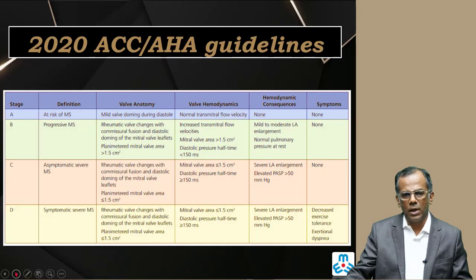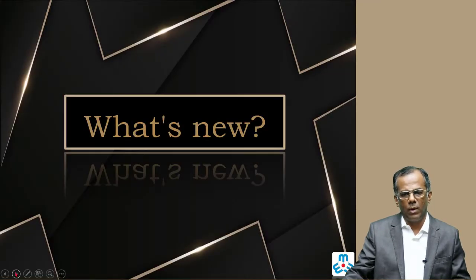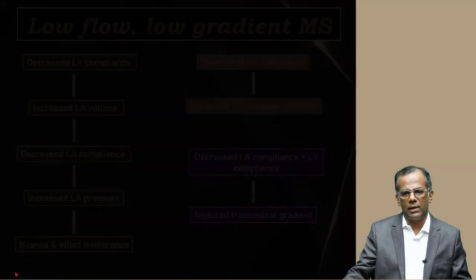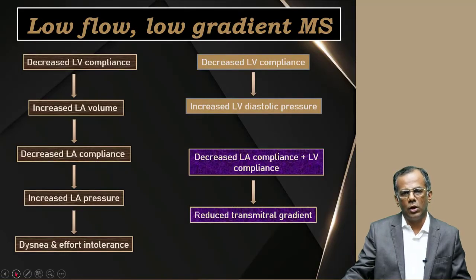Now, this is the 2020 ACC/AHA guidelines for classification of mitral stenosis. It is based on the mitral valve area, the pressure half time, the pulmonary artery systolic pressure, and the symptoms. So, what's new in mitral stenosis evaluation? There is something called as low flow, low gradient mitral stenosis.